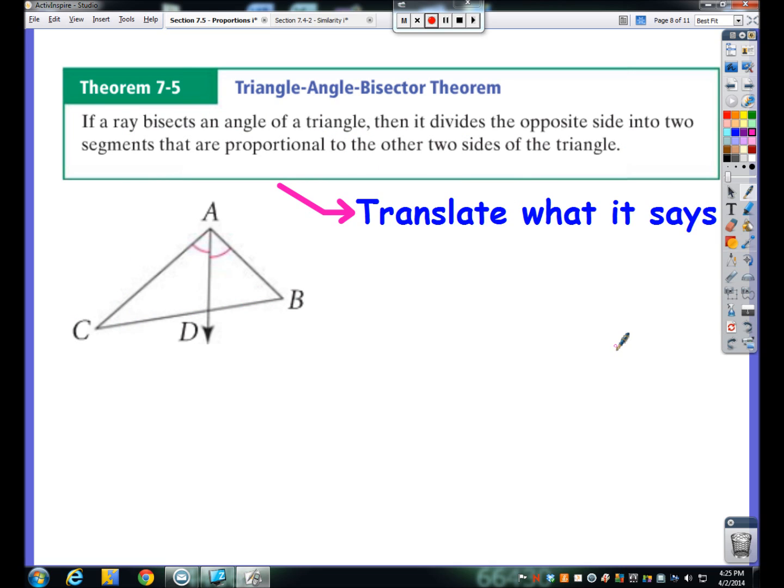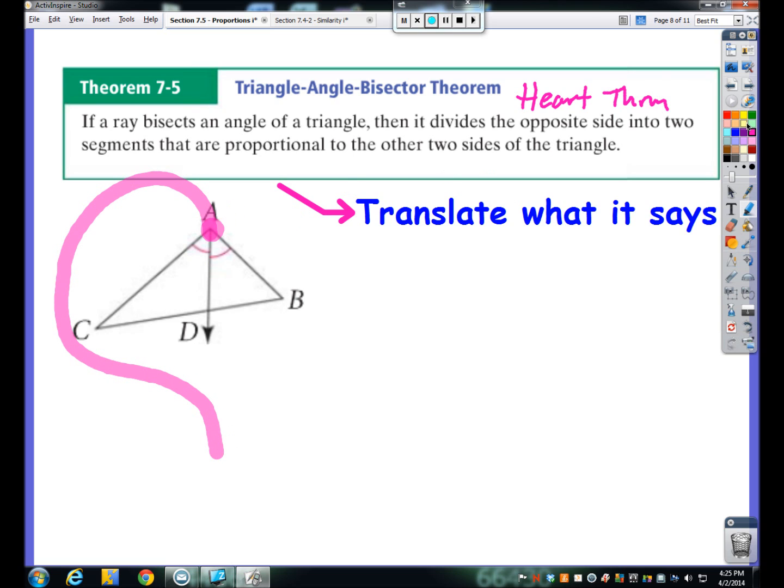Now, I don't call this the Triangle Angle-Bisector Theorem because it's a mouthful. I call this the Heart Theorem. And you might ask, why on earth are you calling it the Heart Theorem? Because what I do is I start at the bisected angle. I start here, and I wrap my way around going this way, and I wrap my way, I'll use a slightly different color here, around going this way.